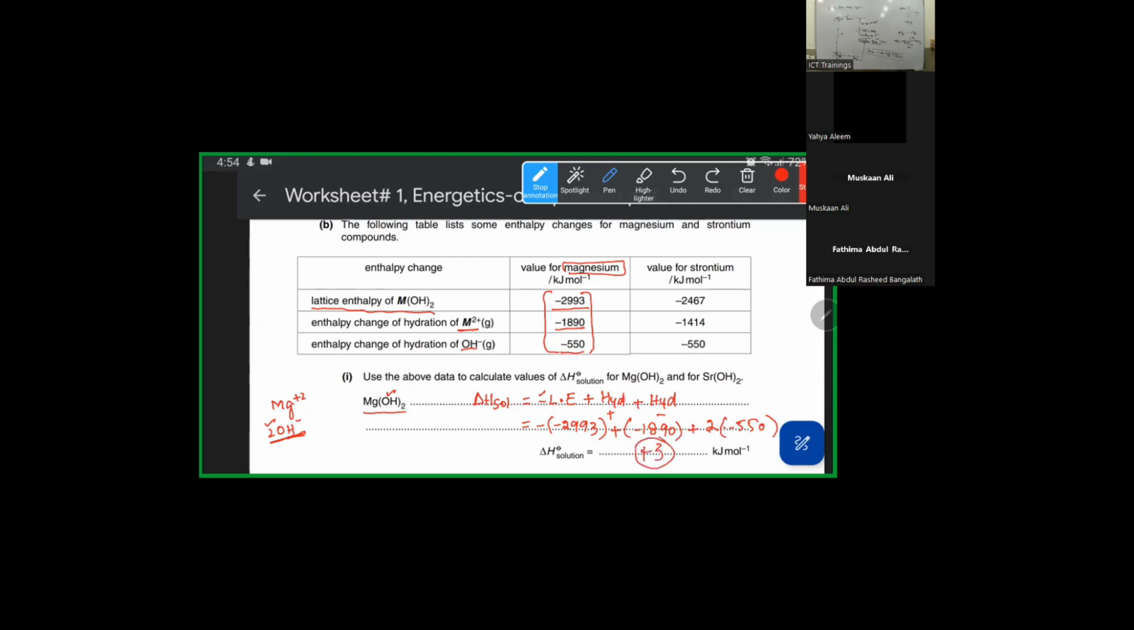Now do the second one for strontium. Same thing. How much? Perfect. Padma, Muskan, and Yahya, beta, did you get it? How to do it? Yes, sir. Come on, do the next one, strontium one. Sir, I got... Yeah. You got minus 4,981. The second one, strontium one.